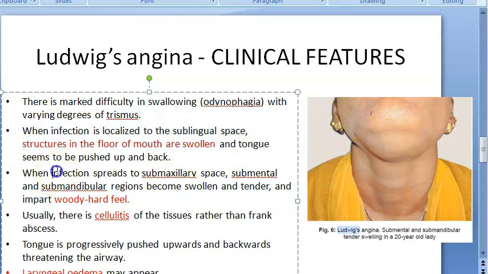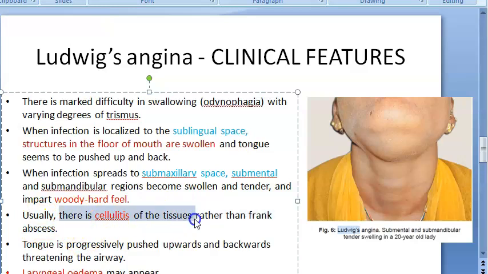Then if it is in the sublingual space, what will happen? The structures in the floor of mouth are swollen. Tongue is pushed back. So this is if it is in the sublingual space. And what happens if it is in submaxillary, submental? If it is there, then what will happen? The submandibular region becomes swollen and tender and imparts a woody hard feel. So it will be woody hard, the submandibular region.